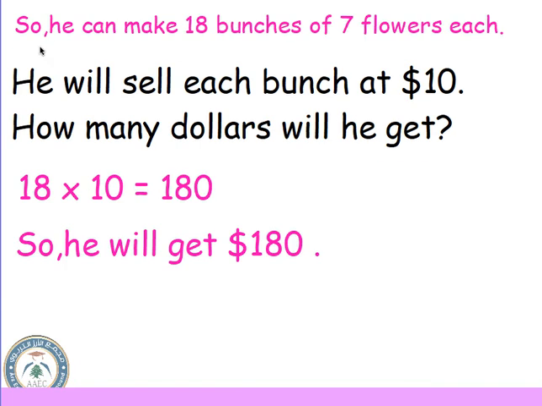Now, another question. If he sells each bunch at $10, how many dollars will he get? So here we have 18 times 10 equals 180. It's a multiplication because I'm repeating. Okay, there's a repetition. I'm repeating $10, 18 times. So we get $180. That's it.